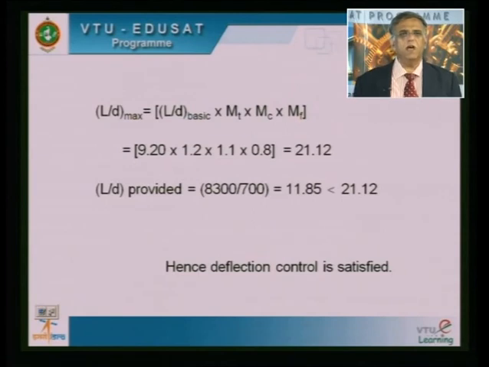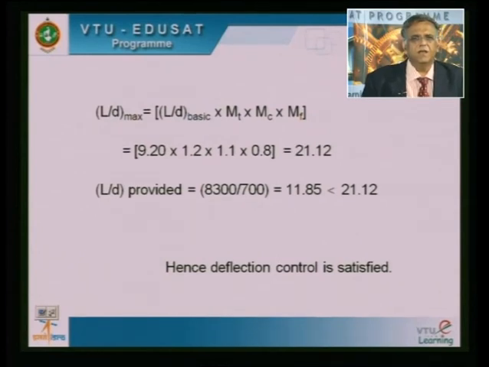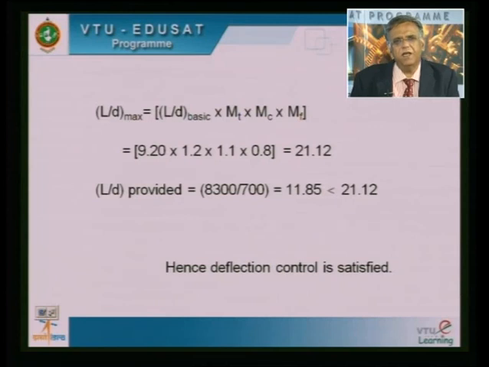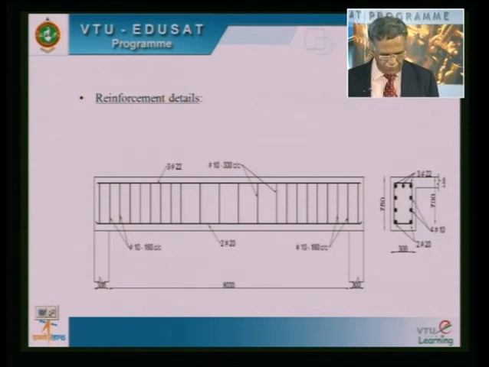And now, go for the allowable L by d, which is a function of the basic L by d multiplied by Mt, Mc and Mf. The basic L by d is written there, then you are going to calculate the allowable L by d. Basic L by d is 20 multiplied by 1.2 multiplied by 1.1 multiplied by 0.8, you are going to get the maximum or allowable L by d. So, compare this with the actual L by d, which is 8300 by 700, that is 11.85, and this is lesser than the allowable, hence we say that the deflection is under control.